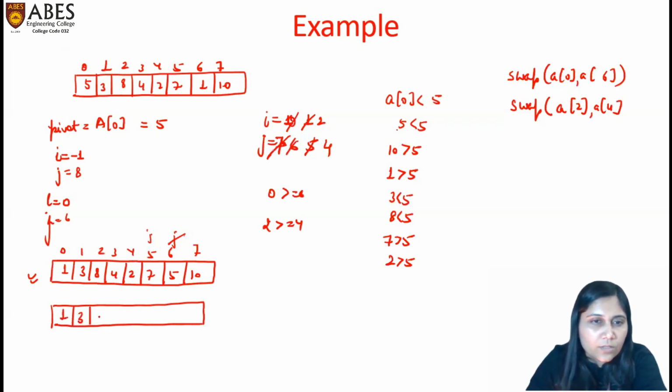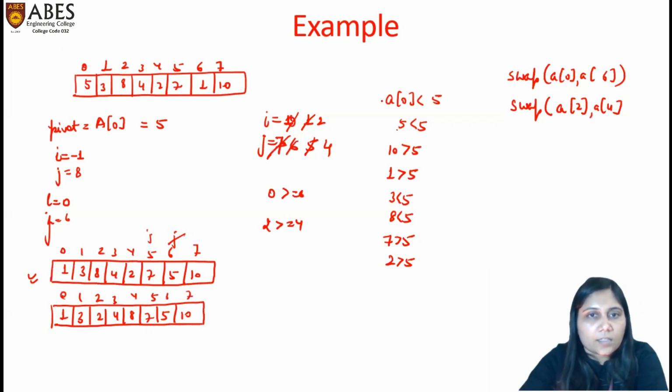1, 3, 2, 4, 8, 7, 5, and 10, with indexes 0, 1, 2, 3, 4, 5, 6, 7. Right? Now again, let's just start. Begin from there. So i was 2, now i will become 3. So a[3], if you see, is 4. 4 is less than 5. Yes, the condition is true. i will become 4. Now a[4] is 8, and 8 is less than 5, the condition is false. We'll come out of the loop.